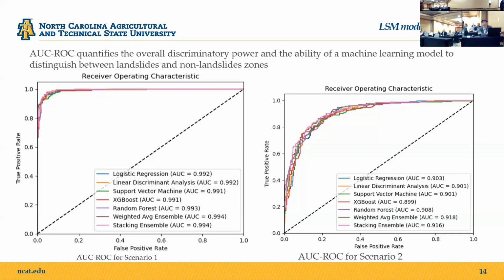Yeah, this is the ROC curve. According to the ROC curve, the weighted average gave the best performance: in scenario 1, we have 99.4% accuracy, and for scenario 2, we have 91.8% accuracy. That means scenario 1 gave the best accuracy based on the slope threshold.